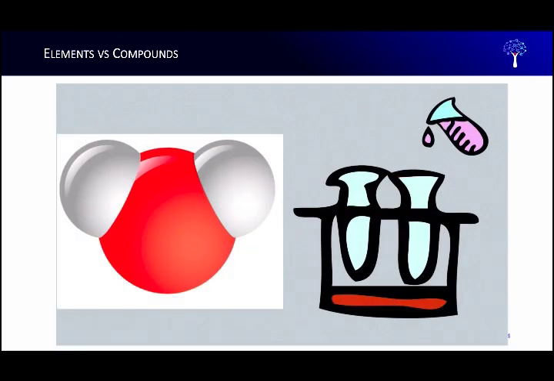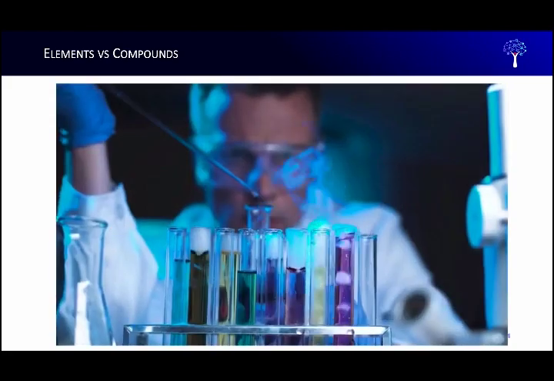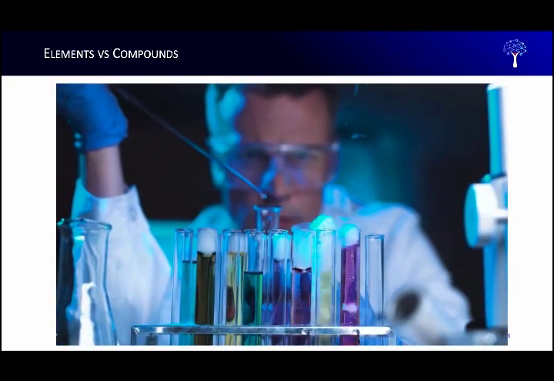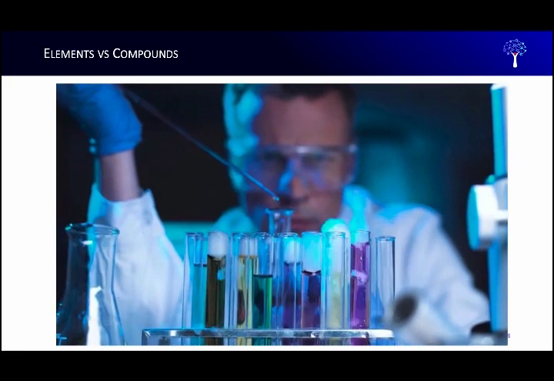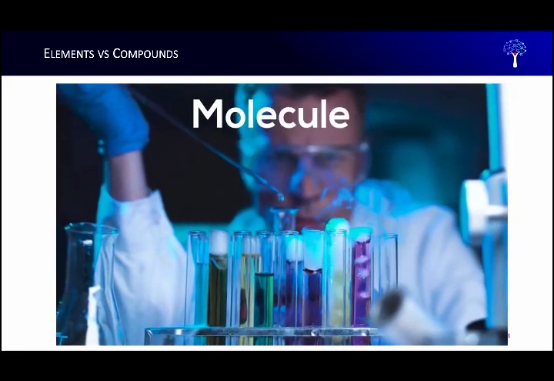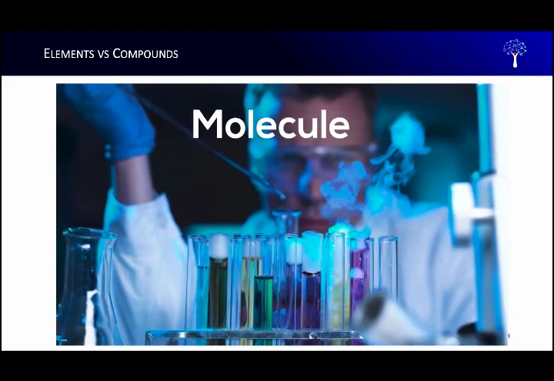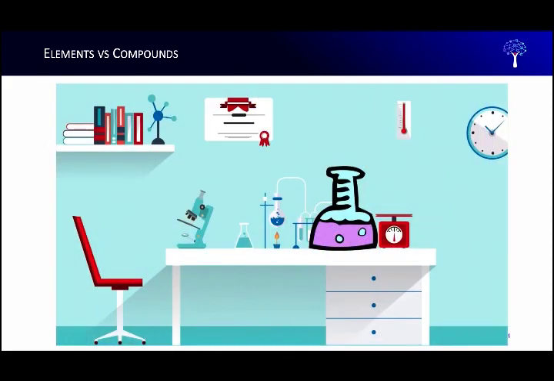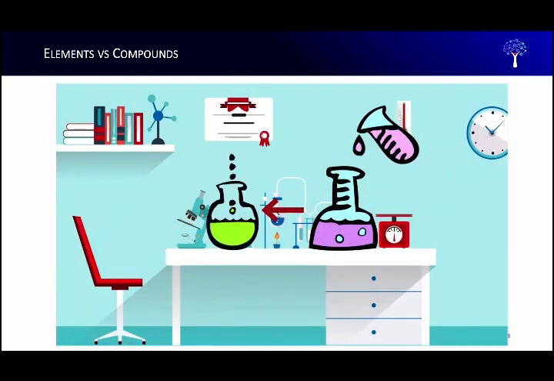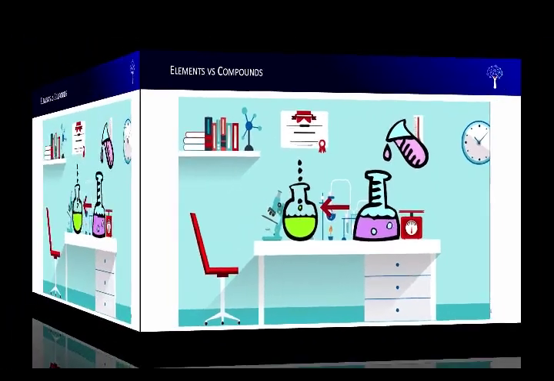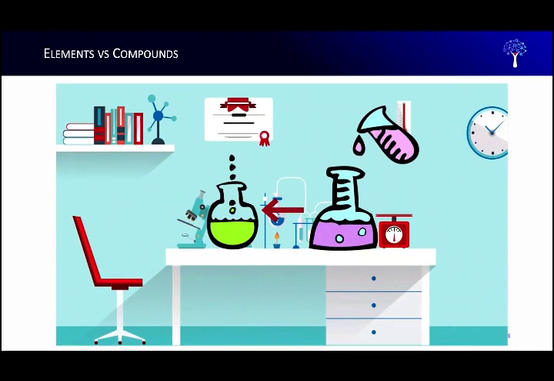A compound is a pure substance of two or more elements chemically combined. Elements combine during a chemical change. A particle of a compound is called a molecule. When elements combine chemically, a new substance is created, and a compound has different properties from the elements that made it. Hydrogen and oxygen are gases.